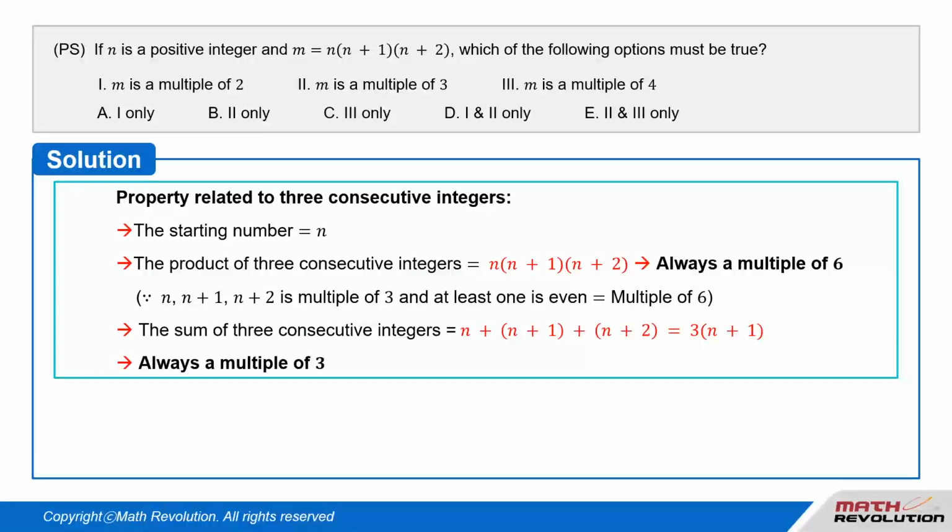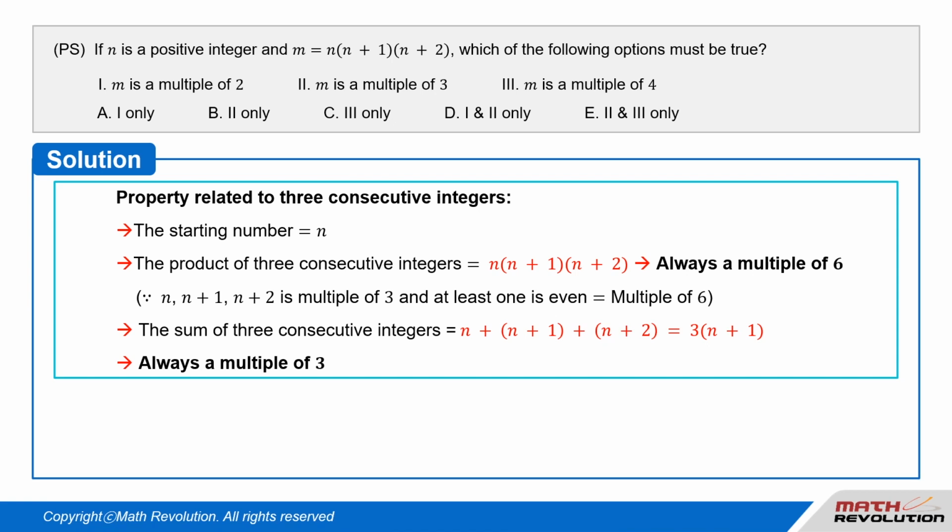Solution. Property related to 2 and 3 consecutive integers. Let the starting number of 2 or 3 consecutive integers be n. Then, the product of 3 consecutive integers will be n times (n plus 1) times (n plus 2), and will always be a multiple of 6, since one of n, n plus 1, n plus 2 is a multiple of 3, and at least one of n plus 1, n plus 2 is even. So a number that is both a multiple of 3 and an even number is a multiple of 6.